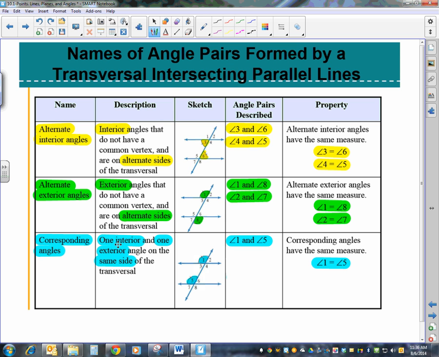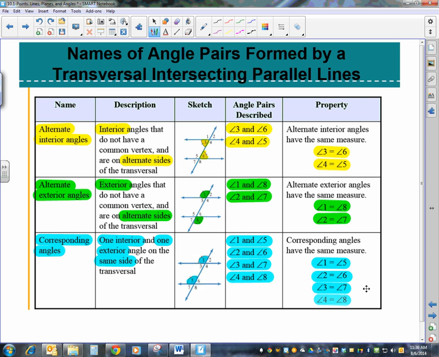Corresponding angles, on the other hand, are when you have one interior angle and one exterior angle, but they're always on the same side of the transversal. So we have 1 and 5, we have 2 and 6, we have 3 and 7, and we have 4 and 8. And again, these angles are equal to each other.